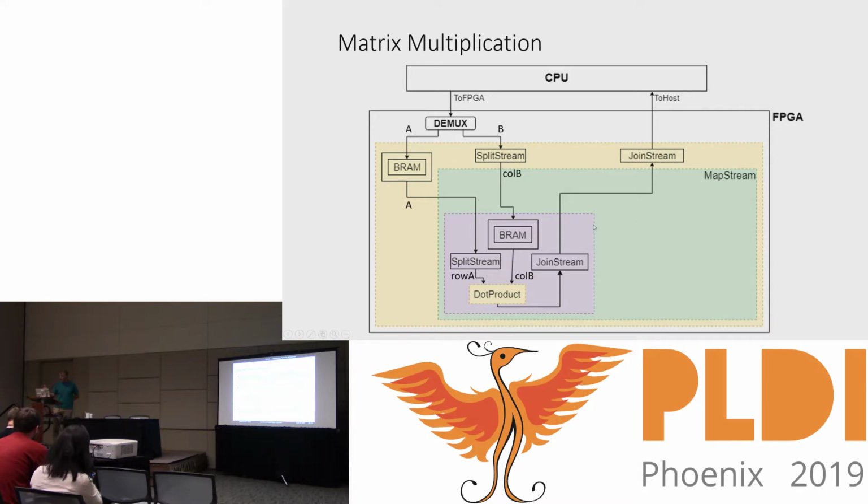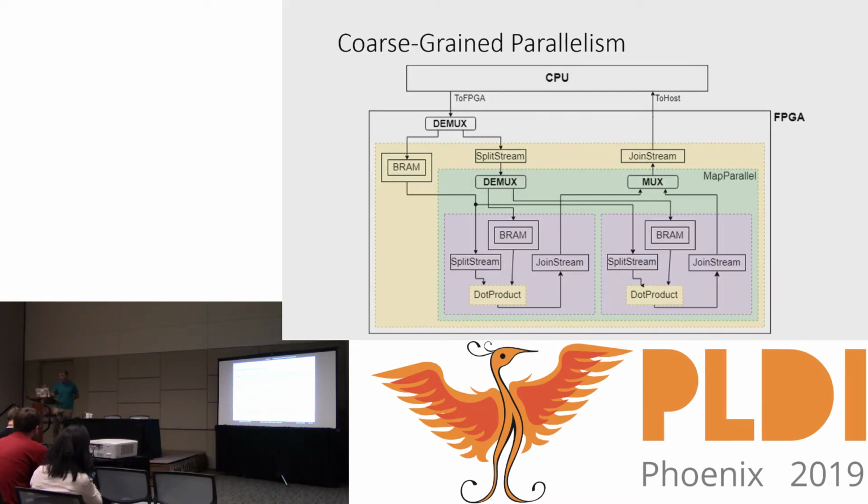Now, another optimization we can perform is coarse-grained parallelism, where instead of storing one vector or one column of matrix B, we would store two columns of matrix B at the same time, and we can perform now two matrix vector multiplications at the same time. So in this parallelism, we can employ more of the resources available on the FPGA, resulting in better performance.